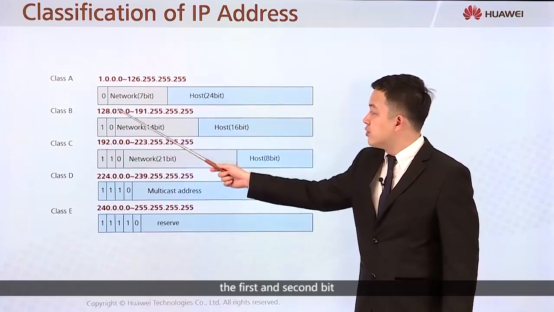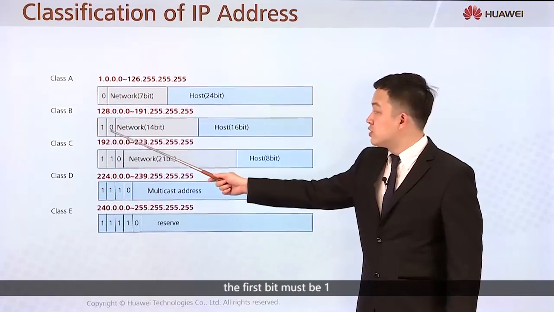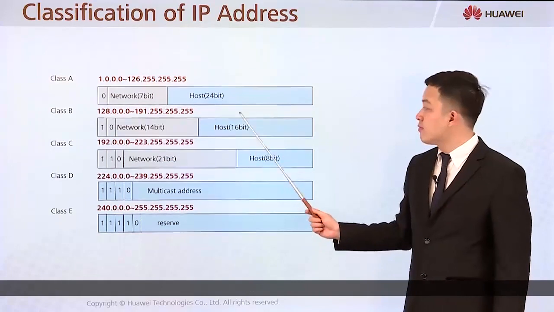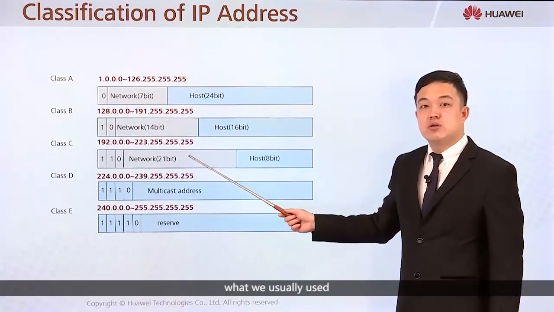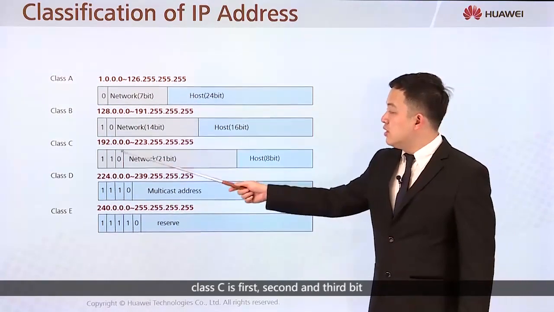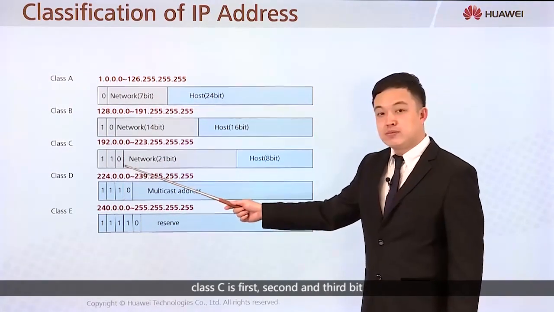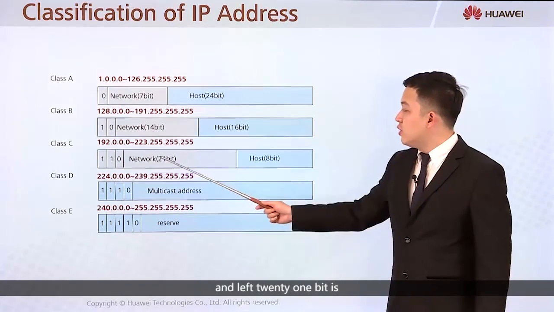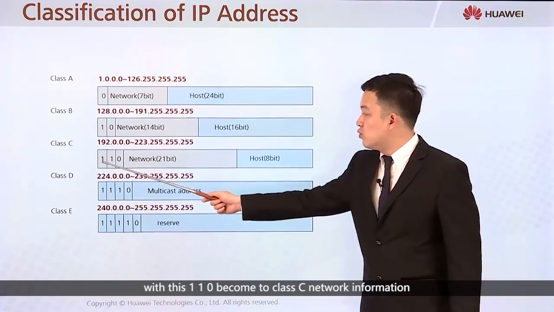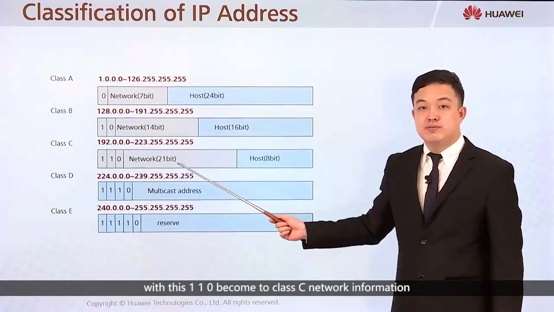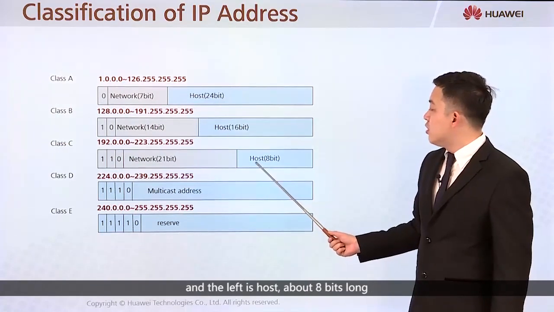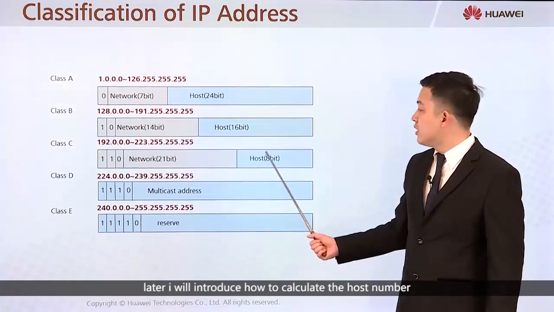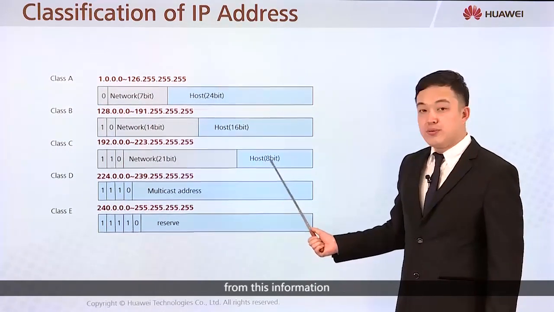Notice here, in Class B the first bit must be 1 and the second bit must be 0. This is Class B. Class C is what we usually use. In Class C, the first, second, and third bits are fixed and cannot change: 1, 1, 0. The remaining 21 bits, together with 1, 1, 0, become the Class C network information, and the remaining host part is 8 bits long. Later, I will introduce how to calculate the host number from this information.